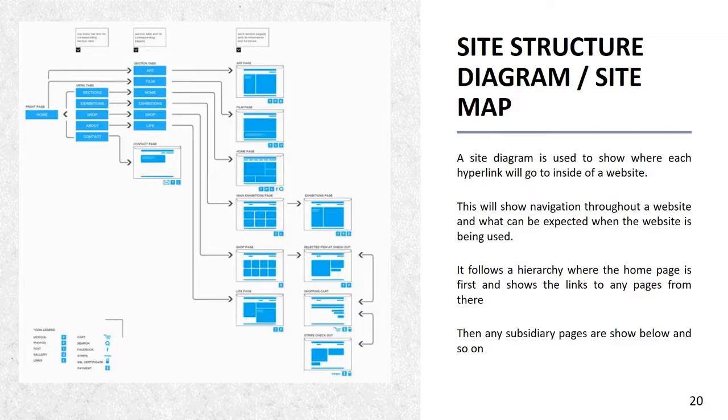It follows a hierarchical structure. So you start off with home, wherever your first page is, at the top. Then underneath, the next layer down is any pages that you can get to from the home page. Then it continues like that. So where can you get to from the about page? Where can you get to from the contact us page? Everything needs to be shown linking together so that whoever makes the actual website knows which links to put in.